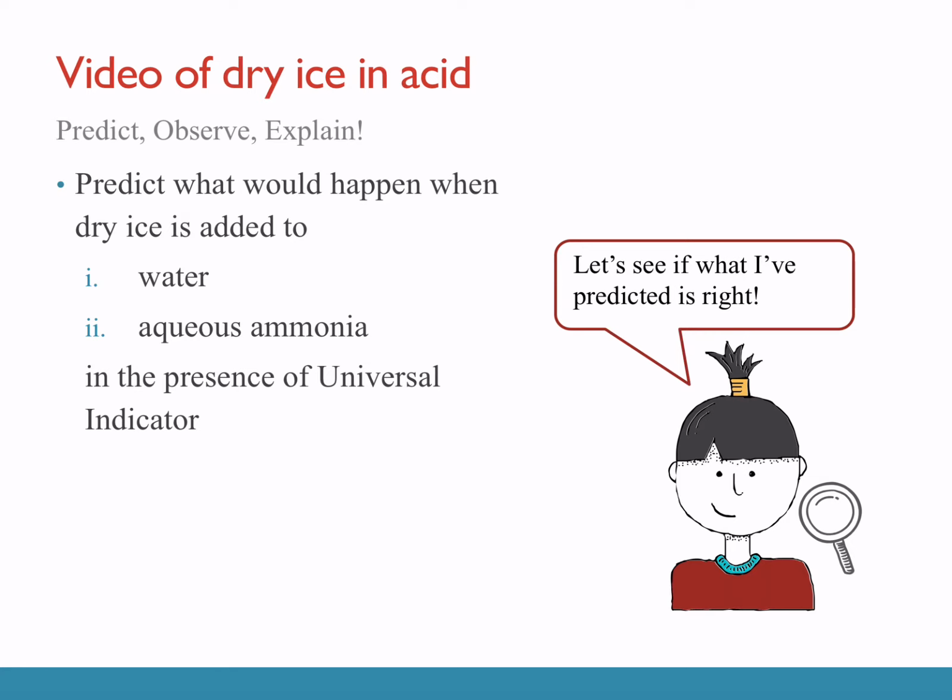Now try and predict what will happen when dry ice is added to, first of all, water, and second of all, aqueous ammonia in the presence of the universal indicator. Try and predict what will happen. You must first know what is dry ice. Dry ice is actually solid carbon dioxide.